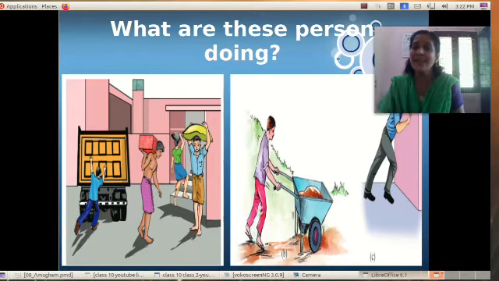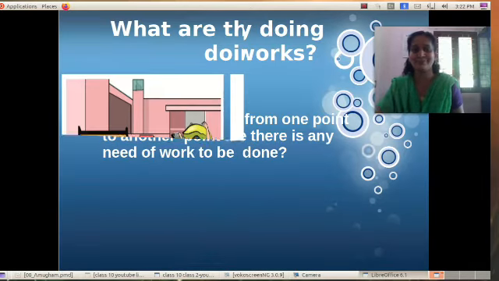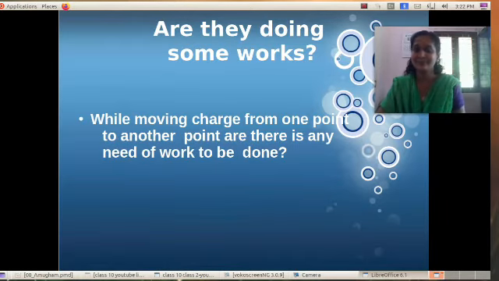Can you say what are these persons doing? Yes, they are doing some work. While moving charge from one point to the other point in a circuit, is there any need of work to be done? That is my question, today's question.